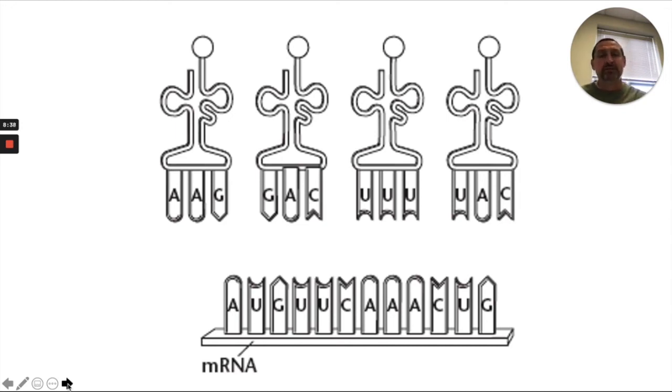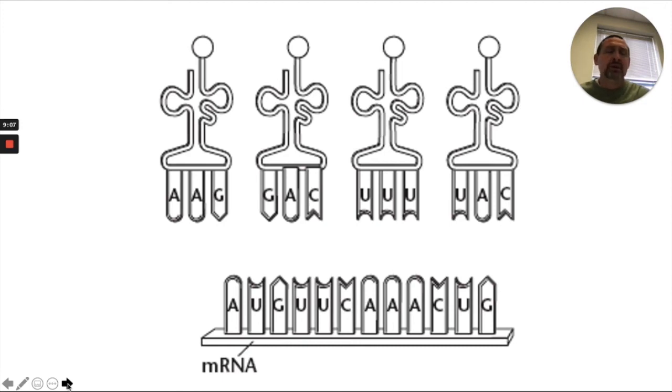So what pairs with UAG? Well, you'll notice that because it's RNA, we're substituting the thymine with the uracil. There's no thymine in RNA. There's thymine in DNA. A's pair with T's and C's pair with G's. But in RNA, the thymine is substituted with a uracil. A's pair with U's and U's pair with A's. So AUG pairs with UAC.